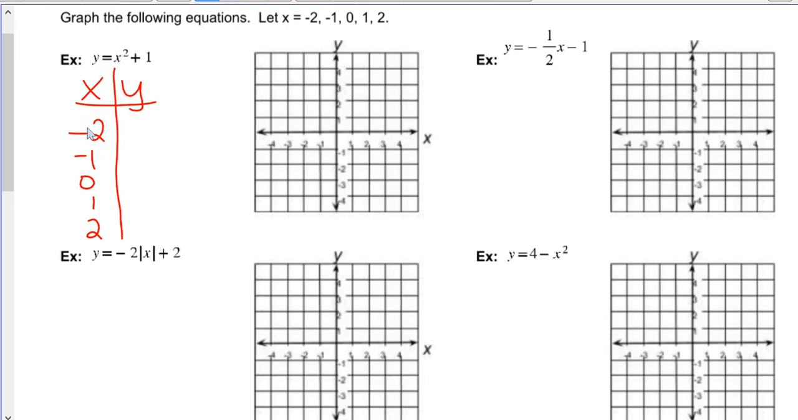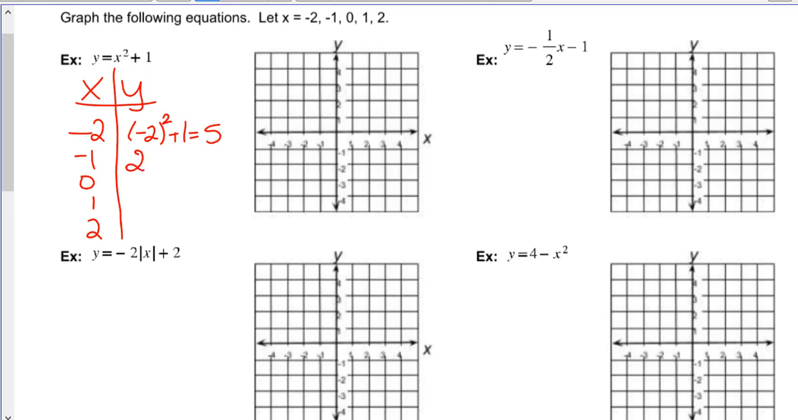So I'm going to take -2, plug it in, square it, and add 1. So what is -2 squared? Add 1. Well, this gives me a +4. Remember, anything squared is always a positive. Plus 1 gives me a 5. If I put -1 in there and I square it, I do get a +1. Plus 1 is a 2.